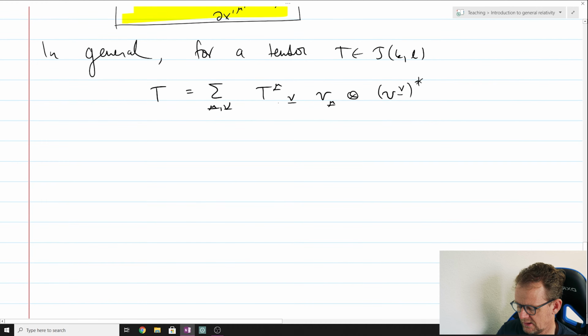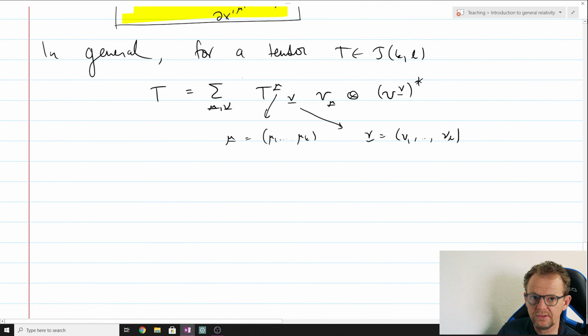So the underline here indicates mu1 all the way up to mu k. The underline here indicates the same, but the underline here indicates mu1 all the way up to mu l. And the sum here is over all the indices.